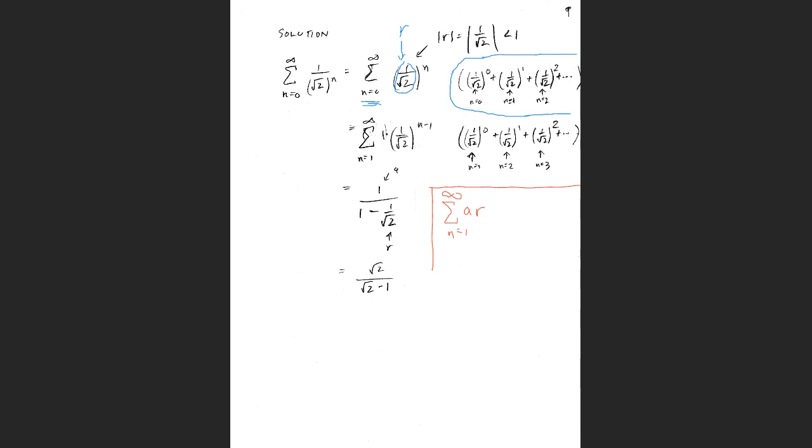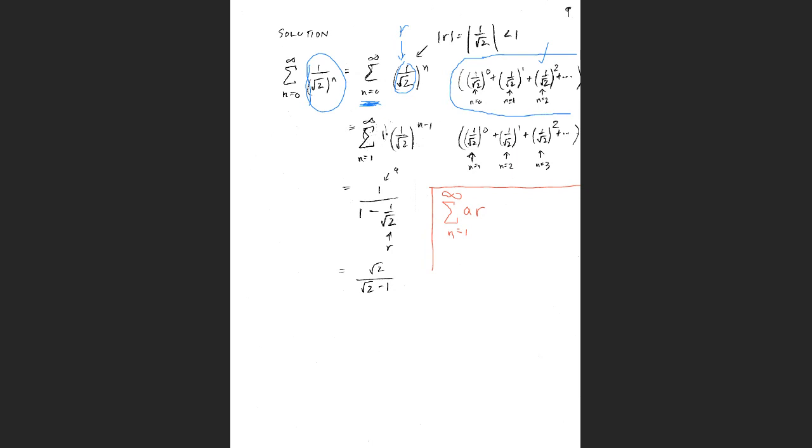So what I do here, again, is I just want to rewrite this part here, 1 over the square root of 2 to the nth power. I write that as 1 over root 2 raised to the nth power. I do that so I can get my common ratio R. The R is 1 over root 2. And starting at n equals 0, I write out the first 3 terms of the series.